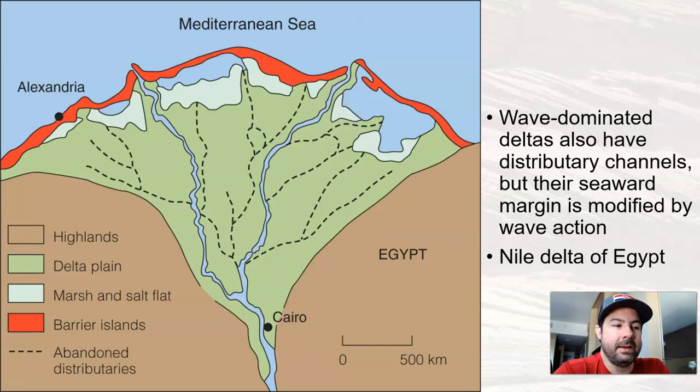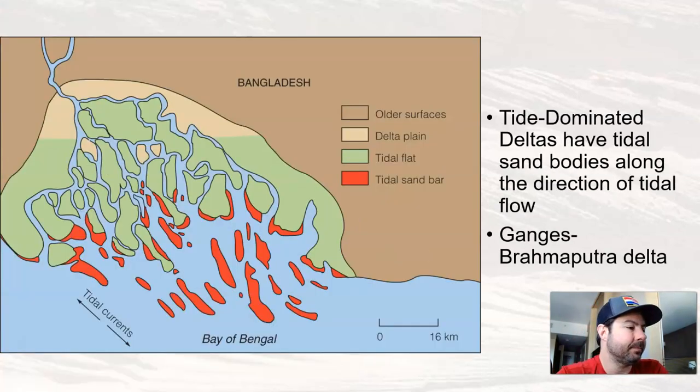With wave-dominated deltas, they also have a distributary channel, but the seaward margin, the end margin, is modified by wave action. So a lot of that sediment that is deposited further out gets pushed back in, and we get a barrier island forming. It almost pushes everything back into a nice, neat shape if it's wave dominated. A great example of that is the Nile River Delta in Egypt.